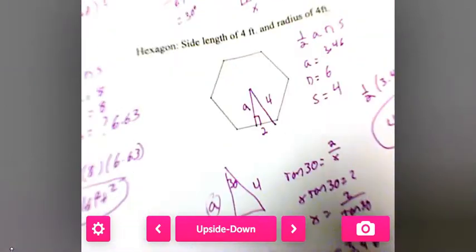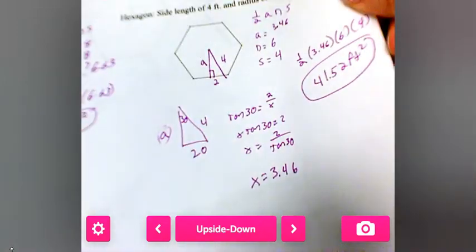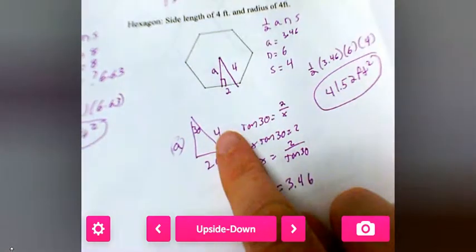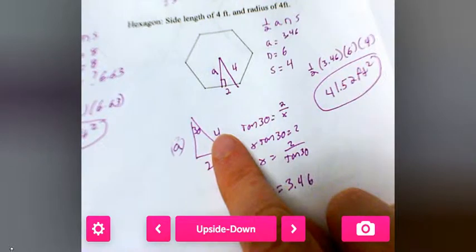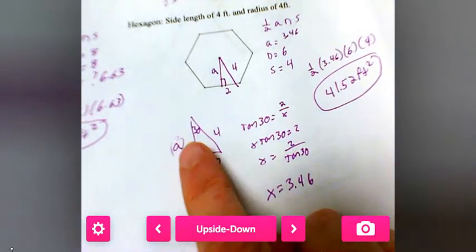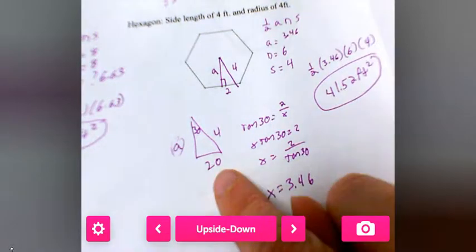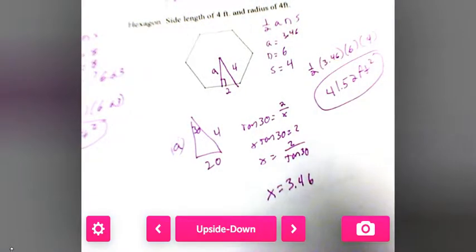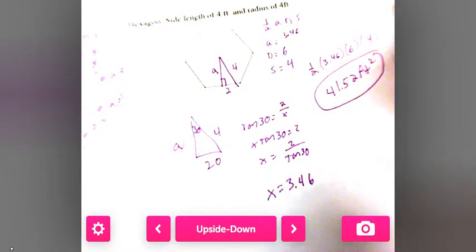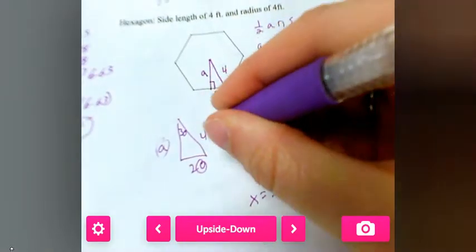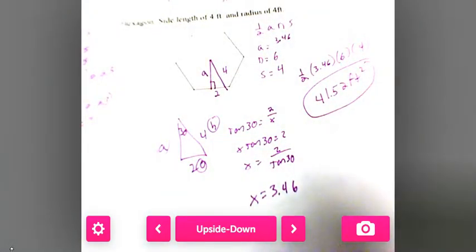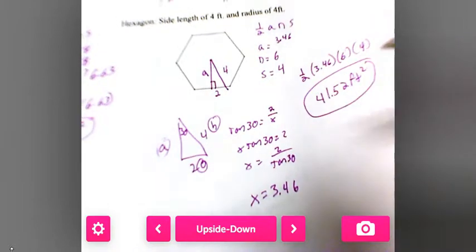So, we've got 30, because we did 360 divided by 6 divided by 2. The apothem is my adjacent. 2 is my opposite. 4 is my hypotenuse. You only need 2 out of the 3. I chose to do tan. You could have done cosine. You should have gotten the same answer.